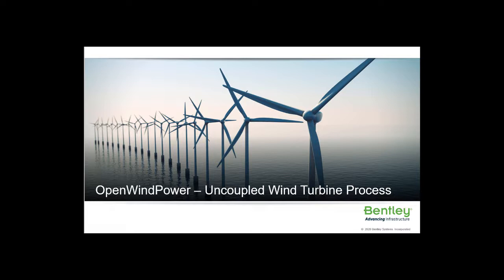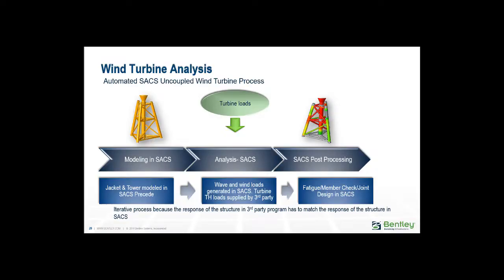I'd like to next go on to the uncoupled wind process. It's uncoupled in this case because the turbine loads are provided by a third party, whereas the wave and wind loads are generated by the SACS program. Here we can start off by providing a model to GH Bladed by modeling it in SACS, and again we analyze the wave, wind loads, and the turbine loads using SACS, and then finally post-process, in other words, fatigue and member check, joint design in SACS. This is an iterative process because in this case the response of the structure in the third-party program has to match the response of the structure in SACS. It can take up to about 3 iterations to get to a result.